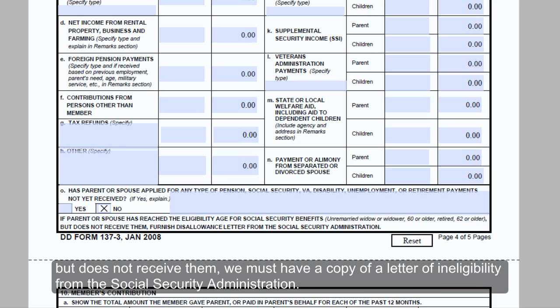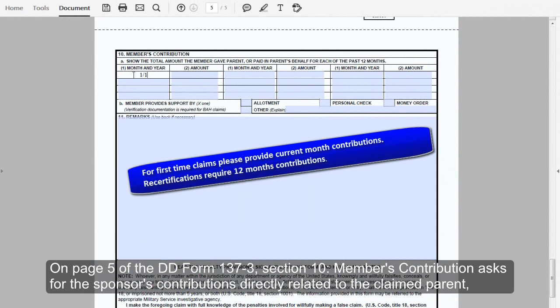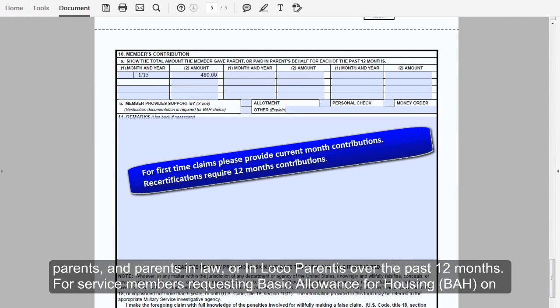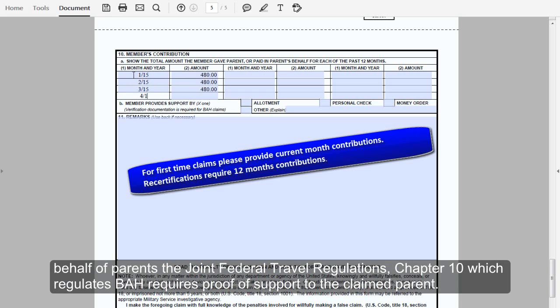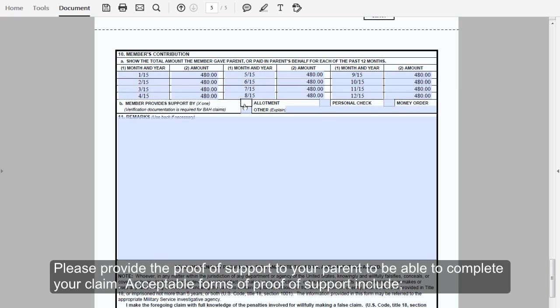the Social Security Administration. On page 5 of the DD Form 137-3, Section 10, Members' Contribution asks for the sponsor's contributions directly related to the claimed parent, parents, and parents-in-law, or in loco parentis, over the past 12 months. For service members requesting basic allowance for housing on behalf of parents, the Joint Federal Travel Regulations, Chapter 10, which regulates BAH, requires proof of support to the claimed parent. Please provide the proof of support to your parent to be able to complete your claim.